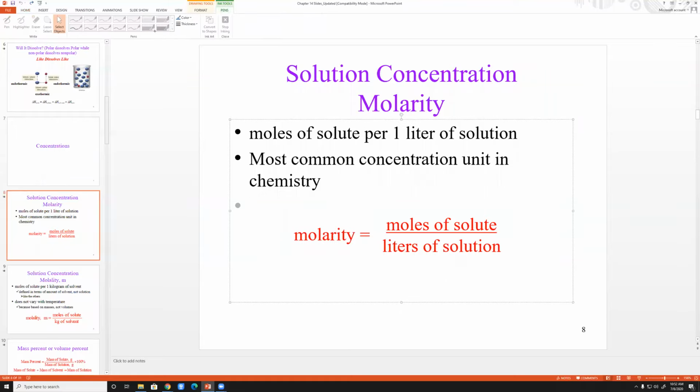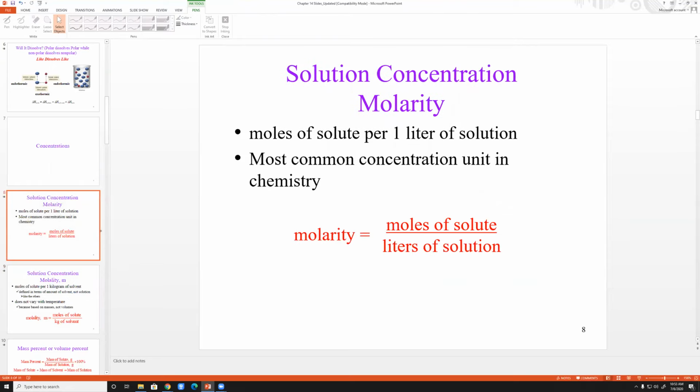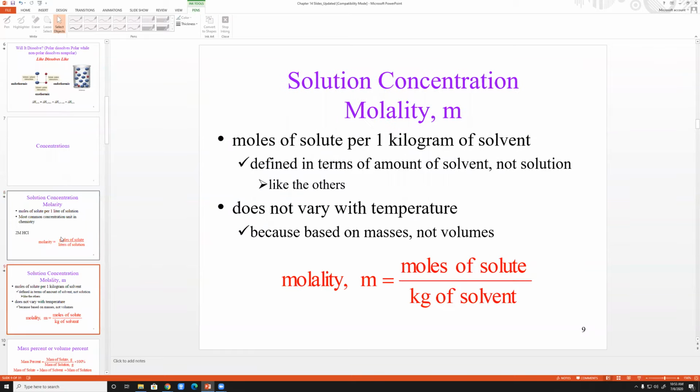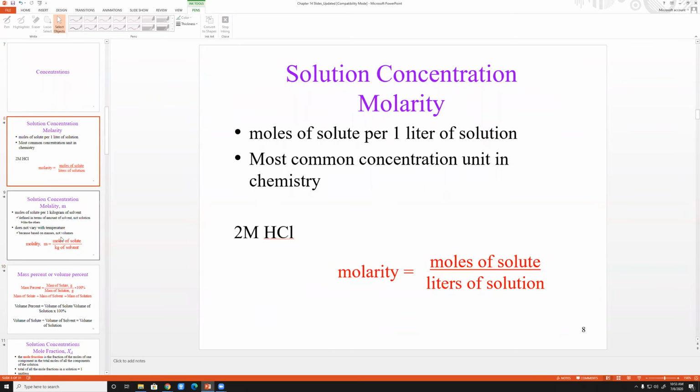So you can have a 2 molar, so 2M HCl. That's pretty concentrated. That means you have 2 moles of HCl per liter of that solution. But you can have different types of molarities. I think we kind of touched upon concentration already when we did dilutions. So that's one unit of concentration.